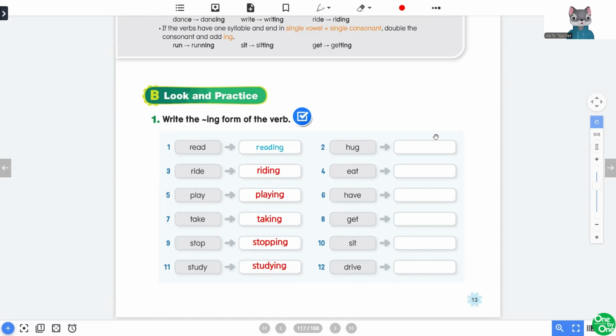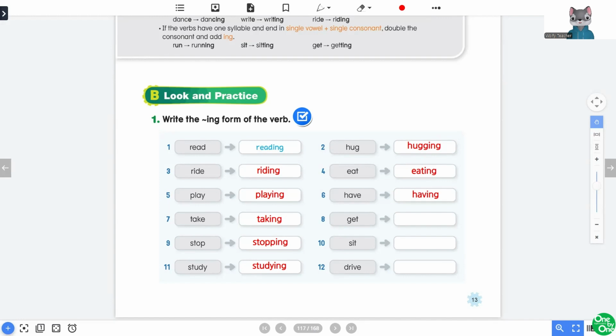It's a short vowel and a consonant, so we need to add another consonant. G, and ing at the end. Eat, we just need to put an ing. Have, because it ends with an E, what do we need? We need to put an ing. Very good. Get rid of the E and add the ing.